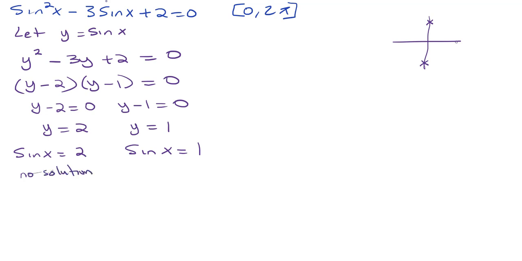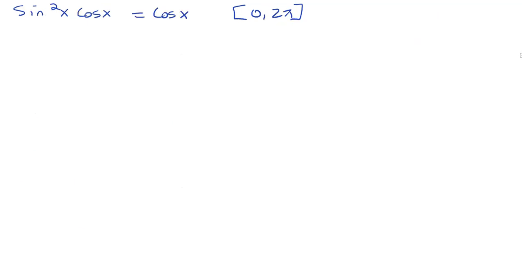And then sine x equal to 1, that's only possible here, and this is pi over 2. So here, x equal to pi over 2. So now we're going to say here that the value of x is pi over 2. That is the only value in this interval that satisfies the equation. Let's go to the next question.